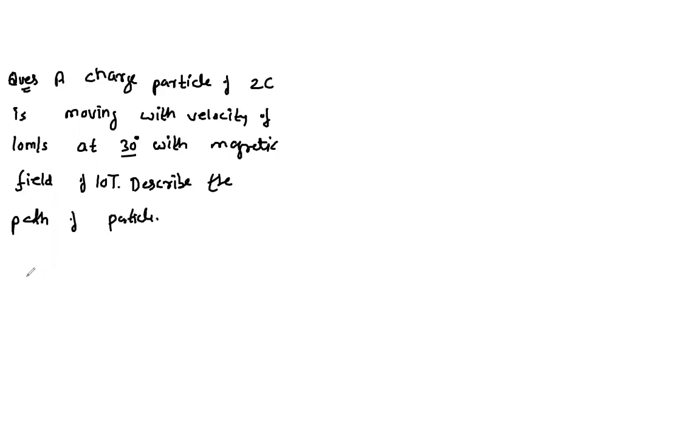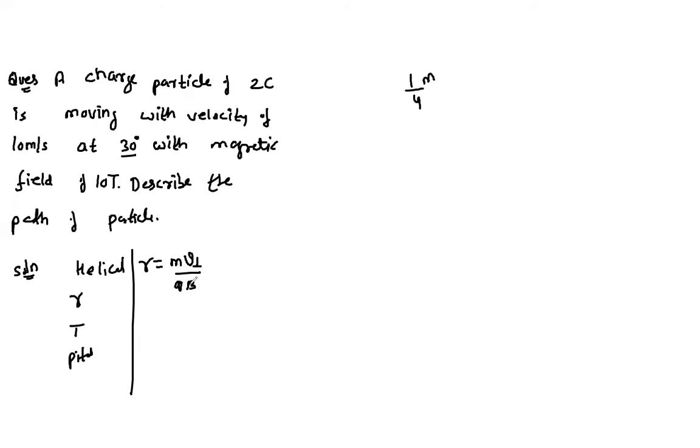So if we ask you to describe the path of a charged particle, first of all you will mention that the path is helical. Then you will calculate the radius of the path, then the time period of the path, and then the pitch. While calculating the radius, we use m v perpendicular by qB. Your v perpendicular is v sine 30. So v is 10, sine 30 is half, so your v perpendicular comes out to be 5 meter per second.